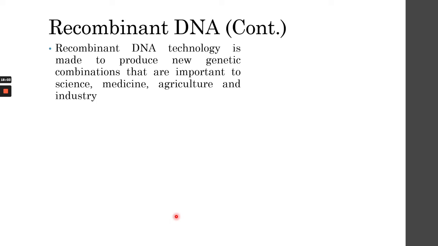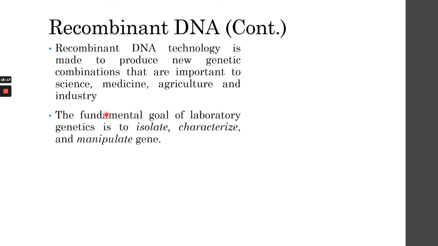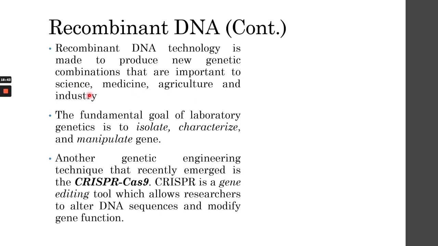So why is it very important? Well, recombinant DNA technology is used to create and produce new genetic combinations that we can use in science, medicine, agriculture, and various industries. It has a lot of uses. But the fundamental goal of recombinant DNA technology is for us to be able to isolate, characterize, and manipulate genes. Isolate that gene, identify what that specific gene does, and manipulate it in some way in order for it to be useful in science, in medicine, in our crops, in our food, and in various industries.